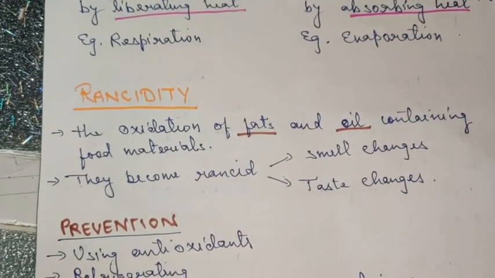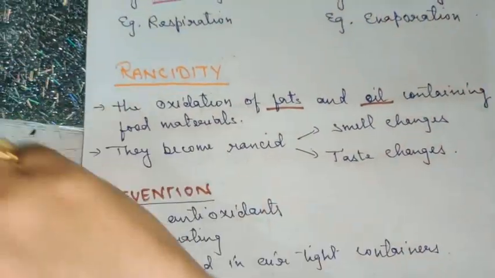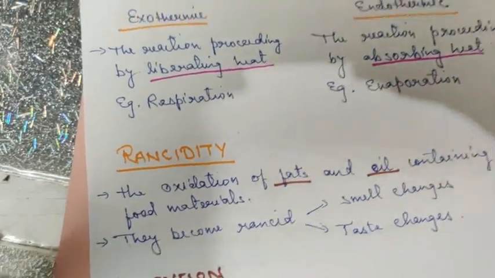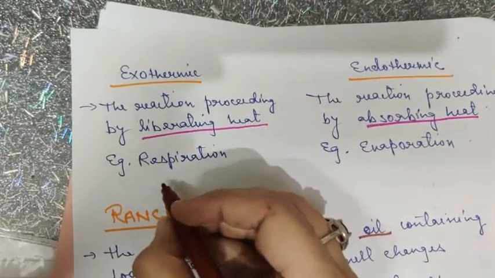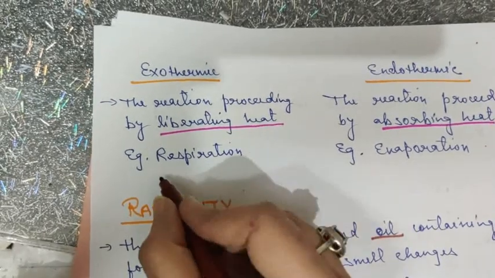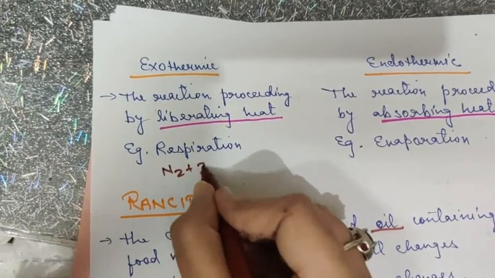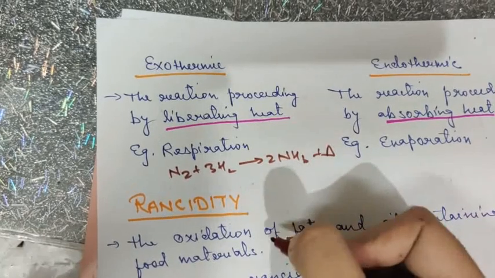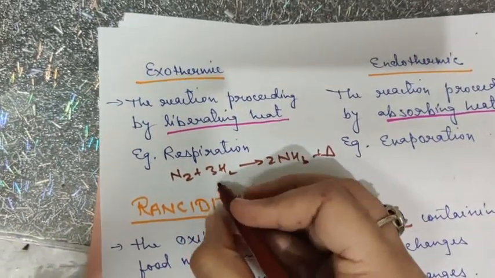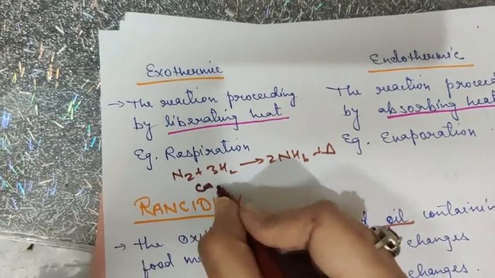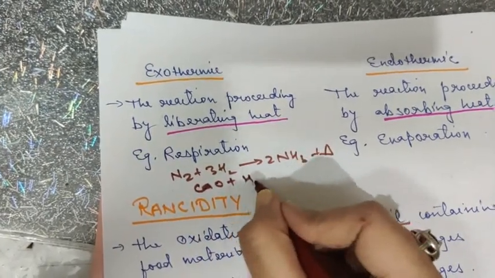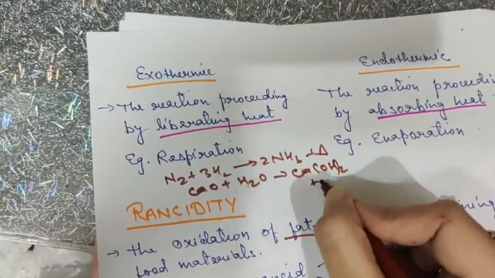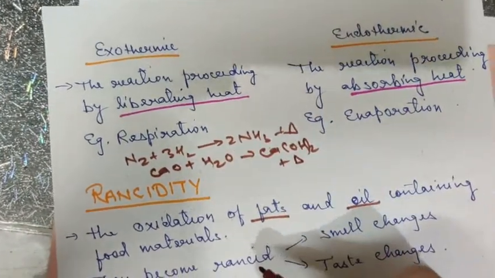Now coming to rancidity. Okay, one more example. Let me tell you here, children. Exothermic reaction, a chemical reaction I'm mentioning here: the reaction that occurs by the production of heat is N2 plus 3H2 gives 2NH3. In this reaction, the heat is produced. Another example I can take is calcium oxide plus water, which gets converted into calcium hydroxide. This reaction also proceeds by production of heat.